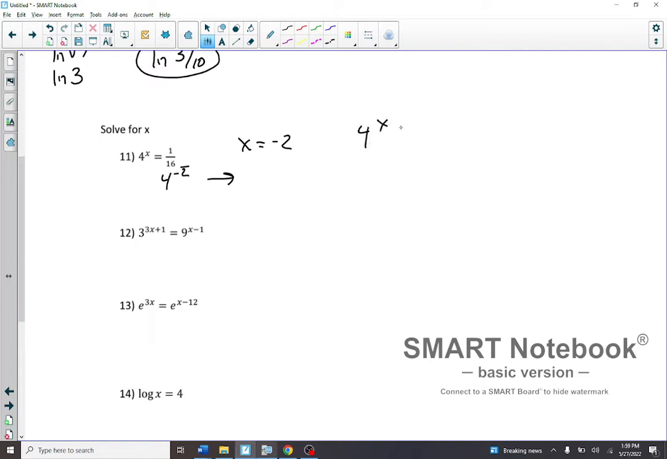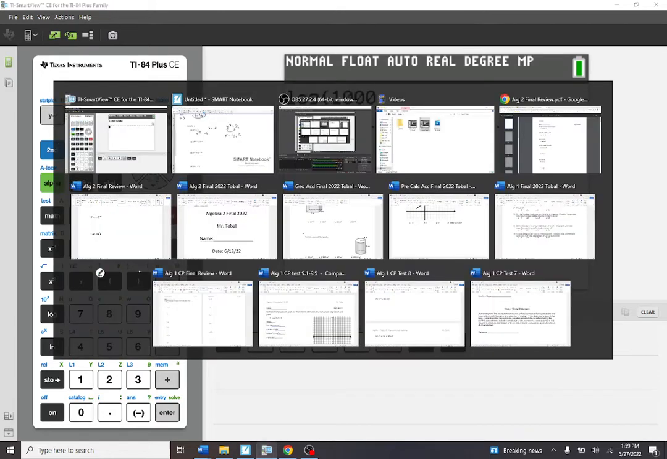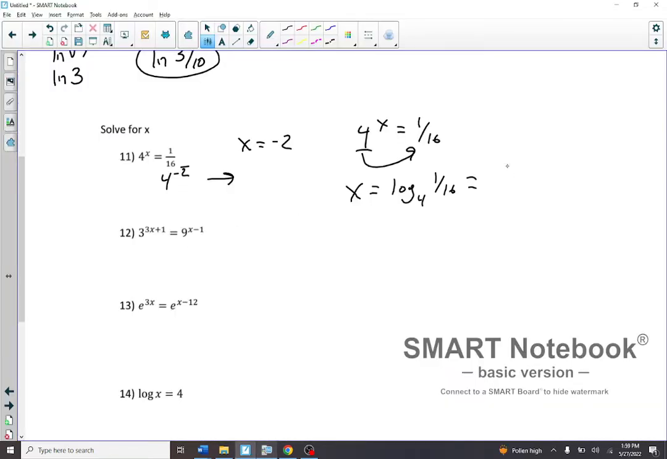Instead, 4 to the x equals 1 over 16. You could move the base 4 to the other side. So x equals log base 4 of 1 over 16. Then you could type that into your calculator. So I can pull out the calculator. But the problem is I don't have a base 4 log in the calculator, right? There's no base 4. There's only log and ln. So what I'm going to do is rewrite this as log of the normal size number, which is 1 over 16, on top, over log of the base of the number, which is 4.